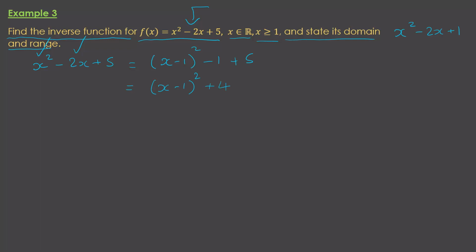That means that this curve has a vertex at 1, 4. So the vertex would be here, and the quadratic would look like this, except that it's only defined for x greater than or equal to 1. So we would get rid of that limb there, and it will just look like this.